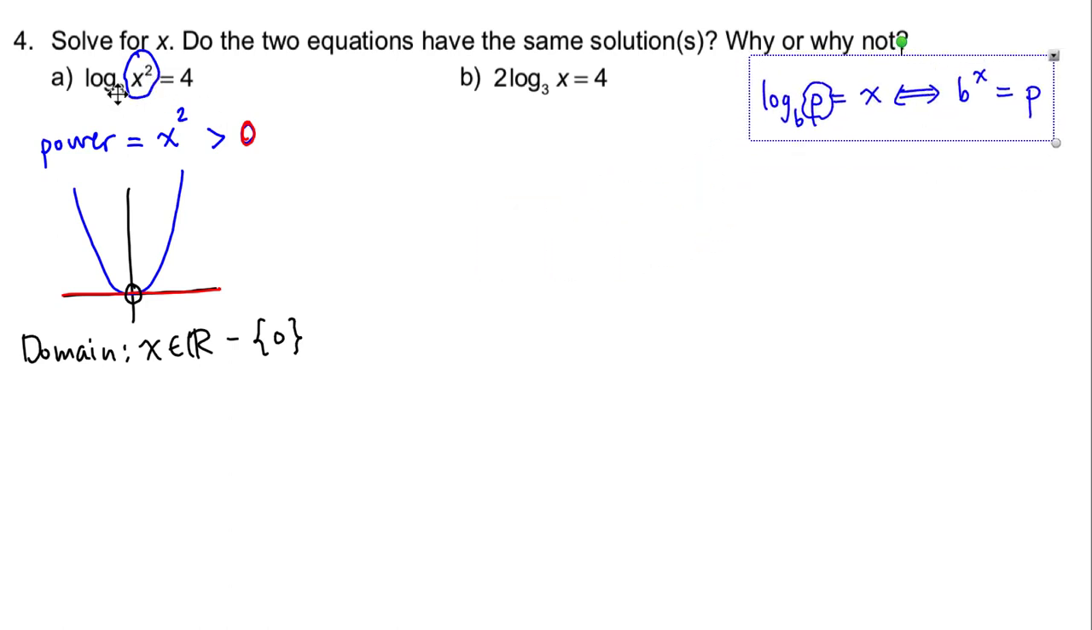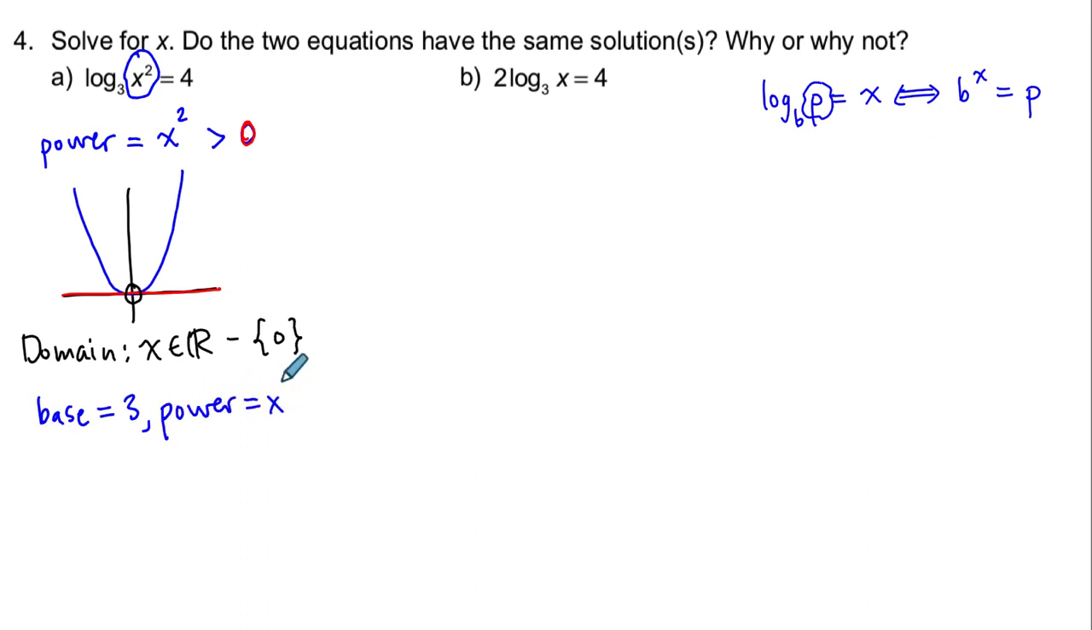Okay, so when we solve this by putting it into exponential form, we see that we have a base of 3, we have a power of x squared, and we have an exponent of 4. And so we can simply use our first language approach, base to the exponent equals power. So this says that x squared is equal to 81.